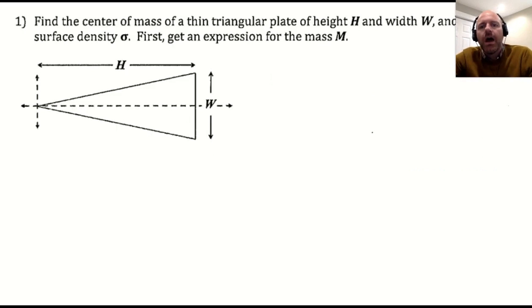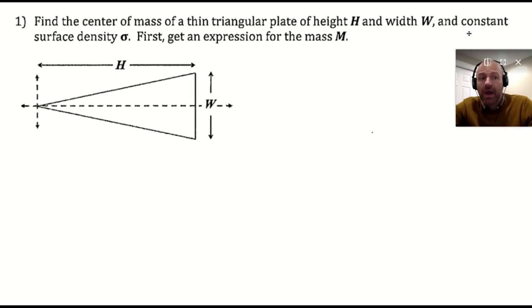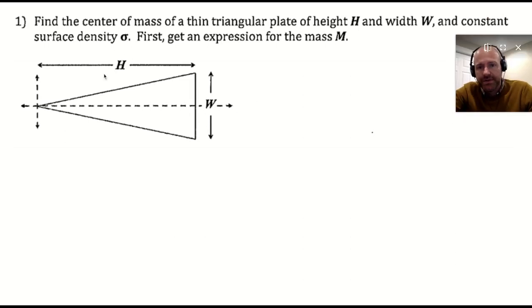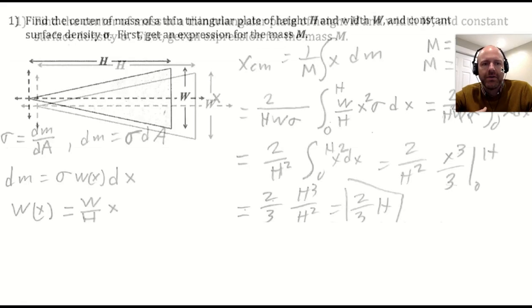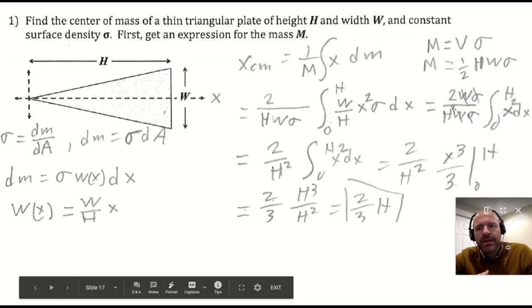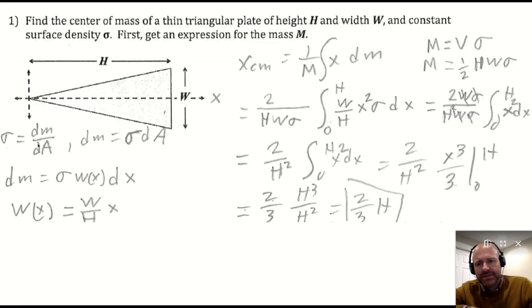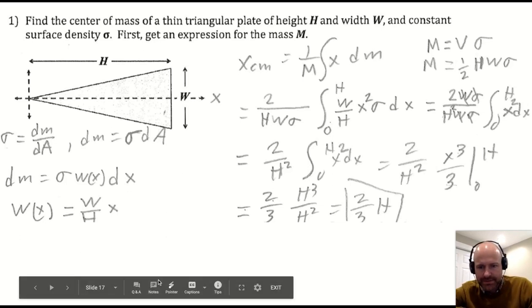So if you take a triangle, this is a surface density, sigma, and we want to think about what we have here. The first thing to consider is that if it's a surface, sigma is dm over A, so dm equals sigma times dA. And area is really just width times dx, right? That's what this next line is, and I'll use my laser pointer.